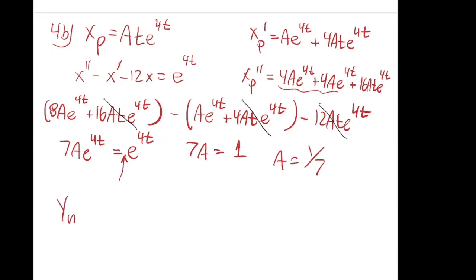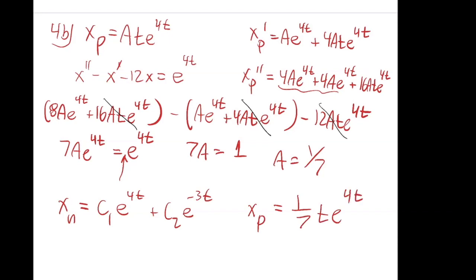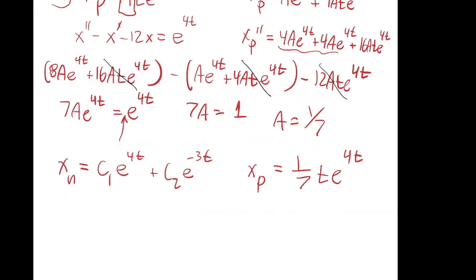And so we have a homogeneous solution, which was c1 e to the 4t plus c2 e to the minus 3t. And now these are x's, sorry. And now we found a particular solution, which is 1/7 t e to the 4t. So we figured out what a is, so now we can substitute that value back in over here. So then altogether, the general solution would look like this, the sum of those two functions.